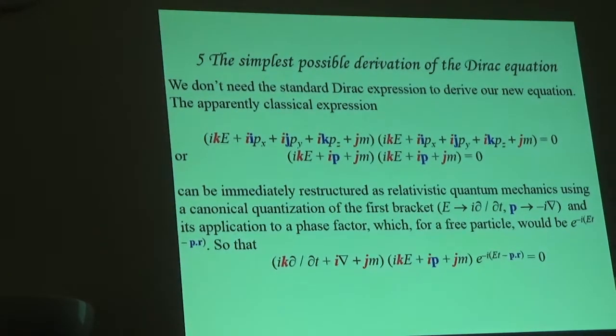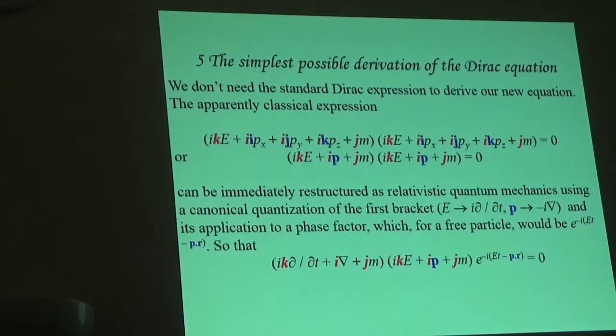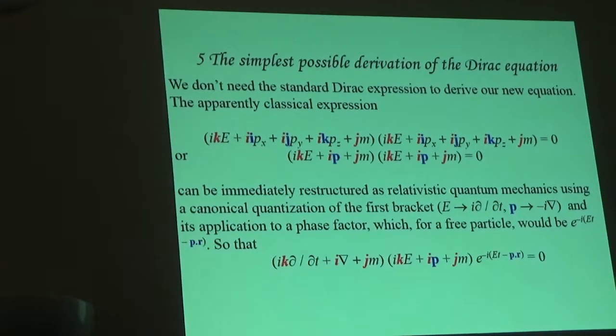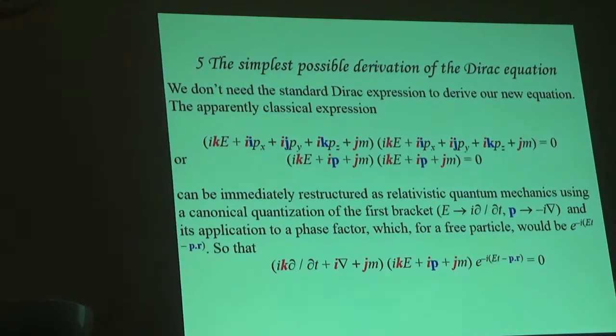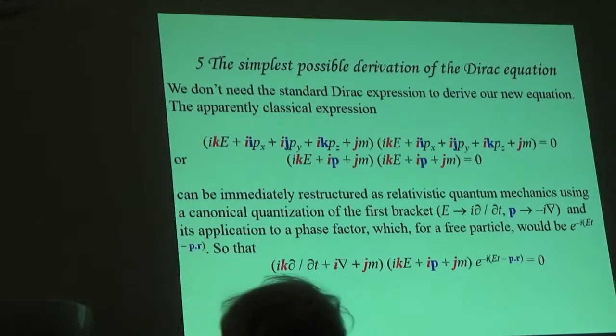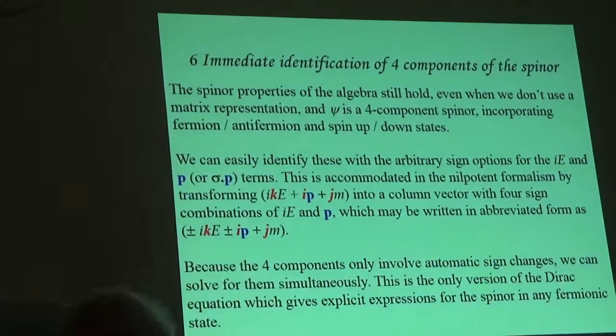And this is the simplest possible derivation of the Dirac equation. I start with Einstein's energy equation, divide it into two brackets, and then just quantize it in the conventional method that Schrödinger used for the Schrödinger equation. That's effectively applying conservation and non-conservation at the same time. And we get the Dirac equation for that free particle. So it's a one-liner to derive it.